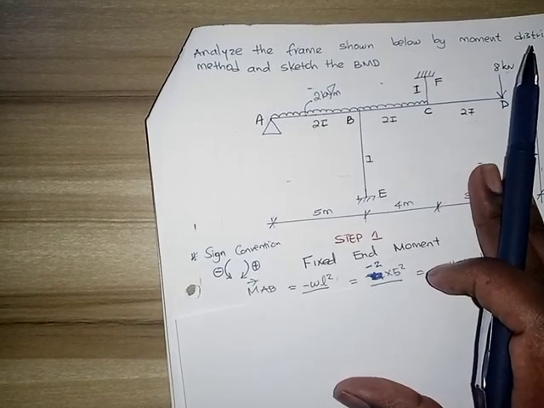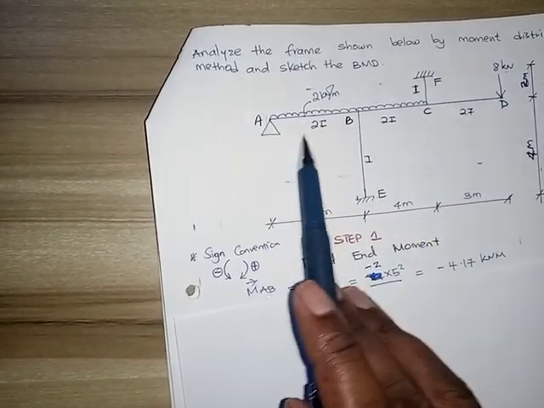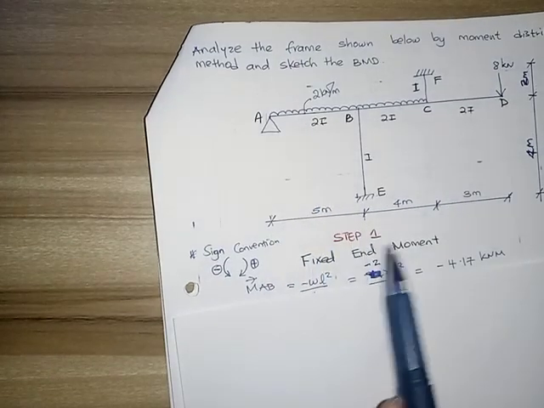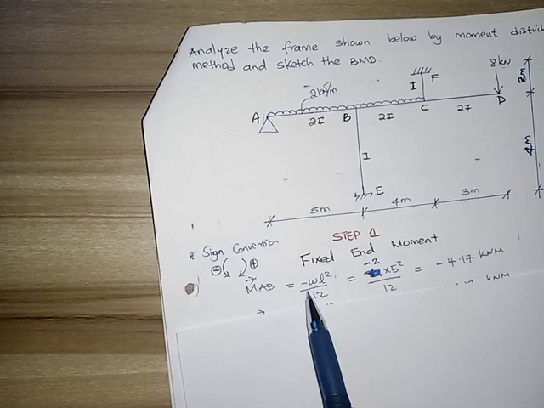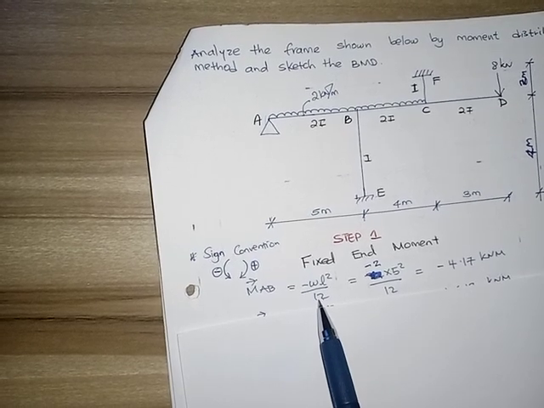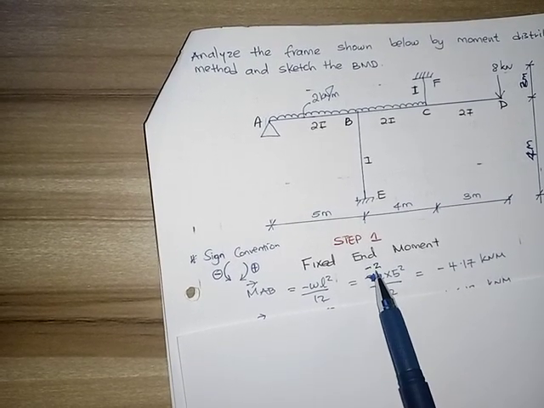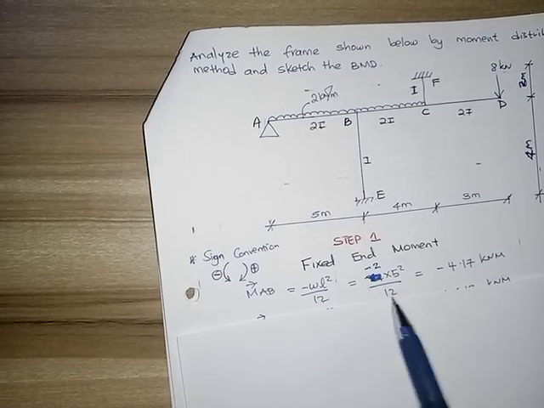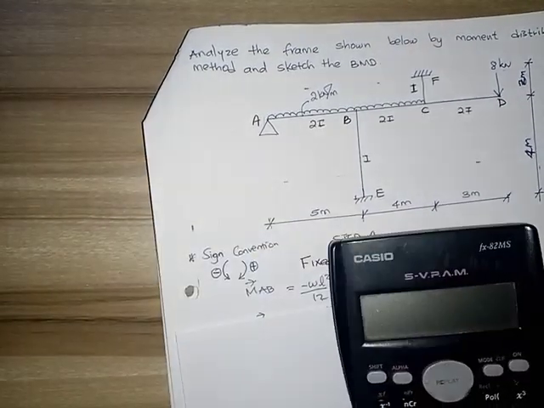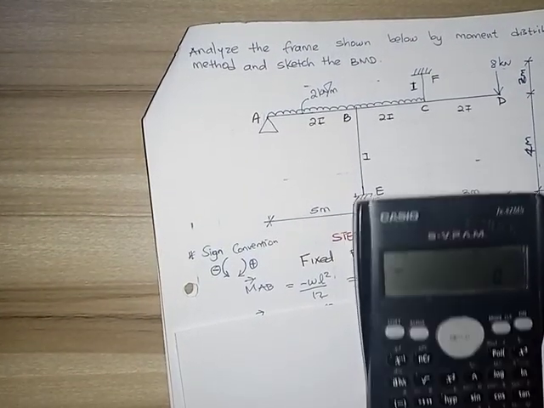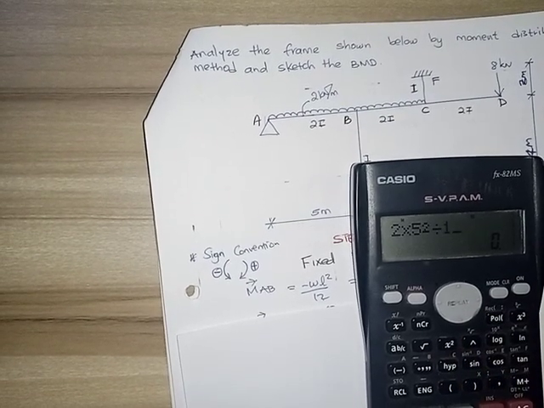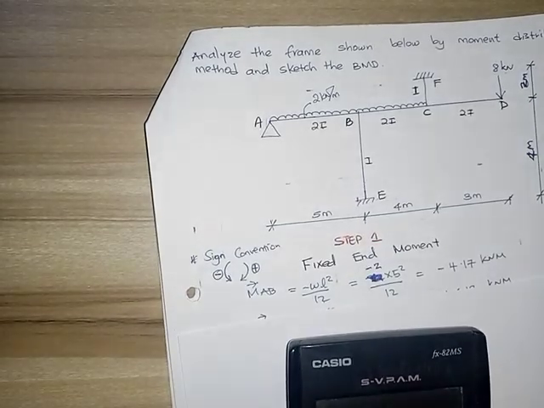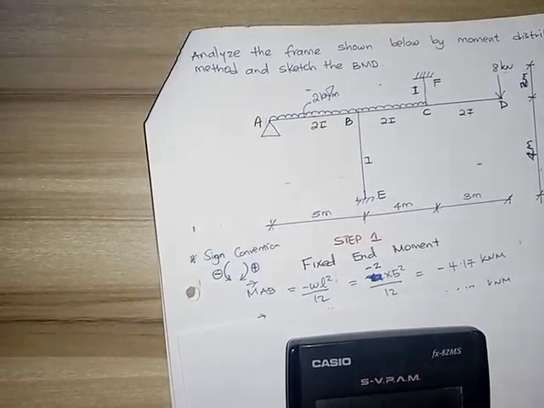So for MAB, I'm assuming there's an anti-clockwise moment here. The formula is WL squared, so it will be negative WL squared divided by 12, which is minus 2 times 5 squared divided by 12. And if you do that, you will get 2 times 5 squared divided by 12. You will get negative 4.17.